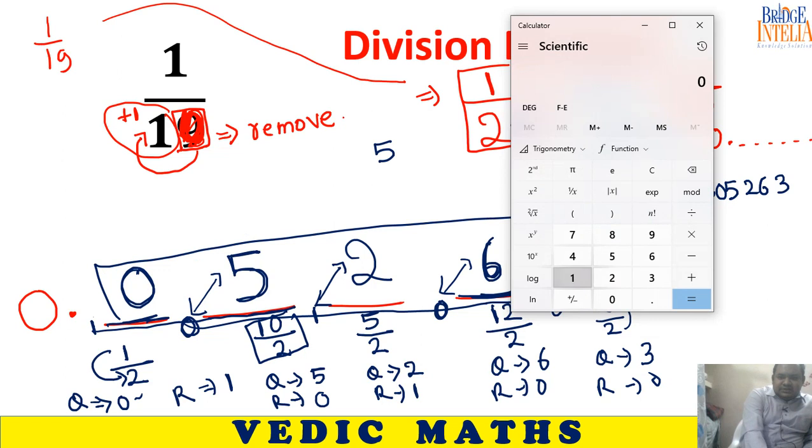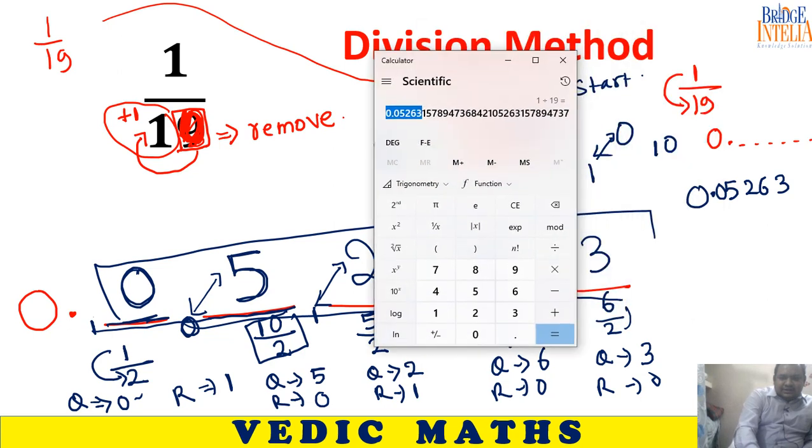So original question was 1 divided by 19. Does the answer match or not? So 0.05263. You can see this is the answer given by calculator. And this is the answer that we have found out using the trick. So both the answers match. Let's solve one more.